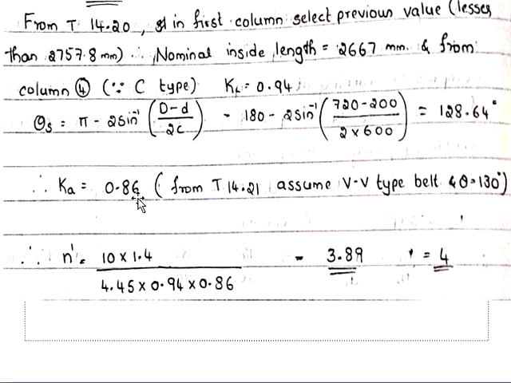Now substitute all these values, power, Kw, Ks, Kl and Ka in n dash equation. You will get n dash as 3.89. Round off this number to the next higher value. So n dash, number of belts, will be 4. I'm rounding off to the next number because the number of belts required cannot be a decimal number. I need a full number. So we'll round off to the next number as 4.